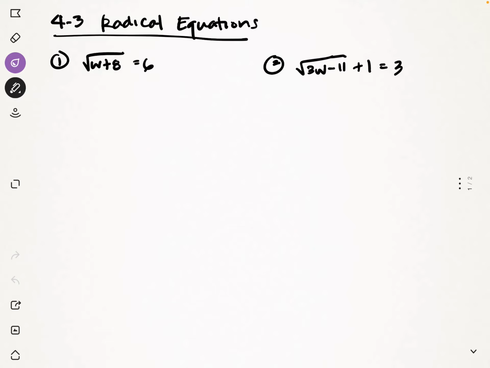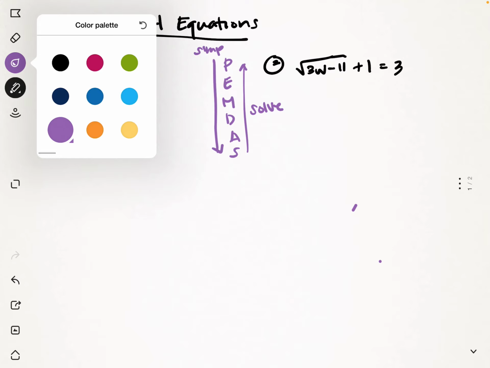The thing to remember whenever we're solving an equation is that you guys should be familiar with the idea of order of operations, PEMDAS. So when we simplify, we go from top to bottom, but when we solve, we generally go from bottom to top. So if you can follow these rules, then it should be pretty easy. You just treat the radicals as if they were parentheses. So let's go ahead and get started.